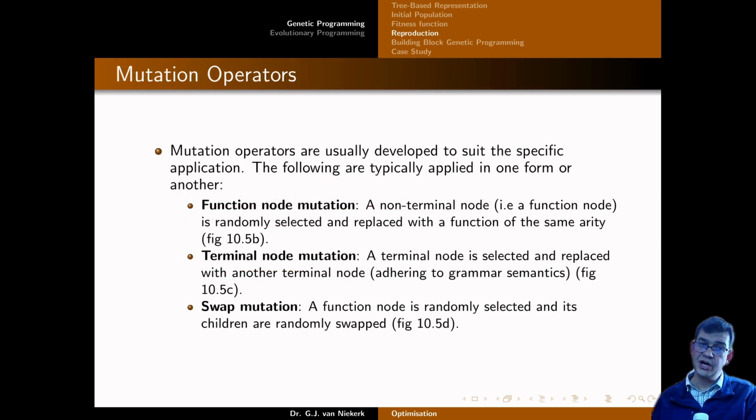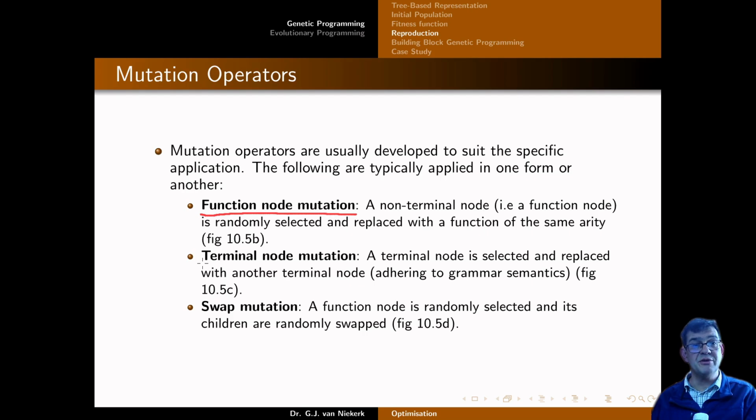Now, just like with crossover, mutation is also a little bit different because we're working with trees, and there's quite a number of them. You could have a function node mutation. So here, any non-terminal node, so a function node, could be randomly selected and replaced with a function of the same arity. In other words, a plus could be replaced by a minus, but you can't replace a Boolean AND operation with a not, because an AND takes 2 and a not only takes 1. So you have to be careful to replace them only if they are compatible.